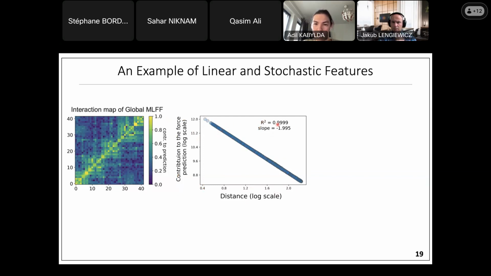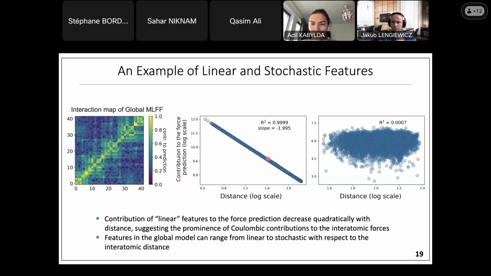So we have R squared of close to 1, and the slope of -2, which suggests that it's a Coulombic interaction of two charges. And it's pretty linear. But some of the interactions are actually just a blob. So they have zero correlation with the distance, and it's just basically noise to the model. And so the features in the global model can range from linear to stochastic with respect to the interatomic distance.